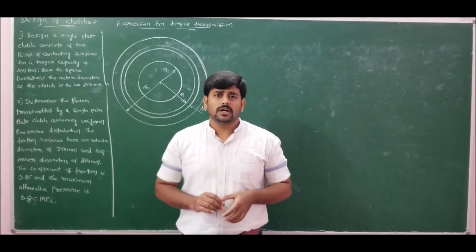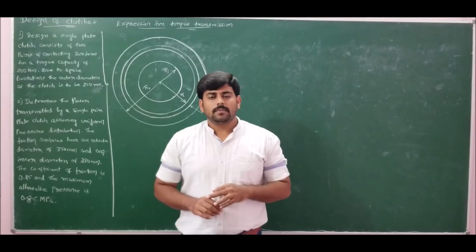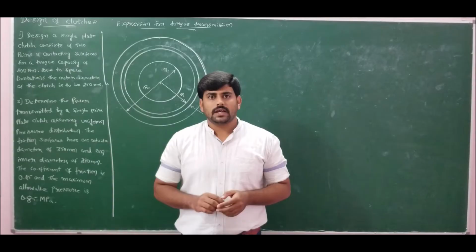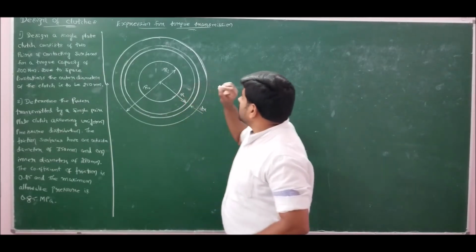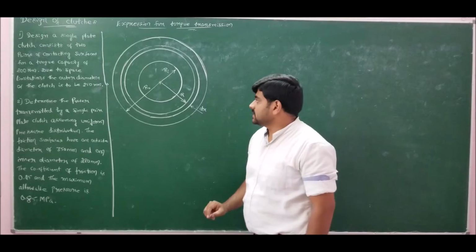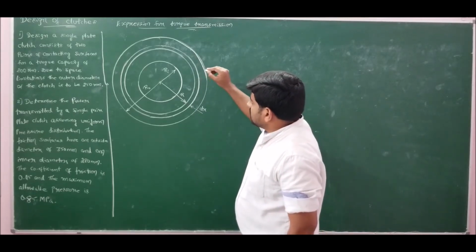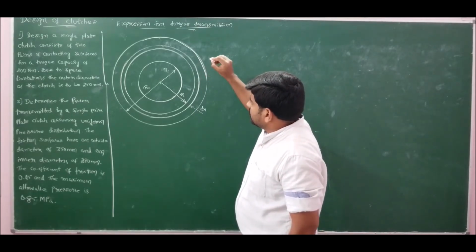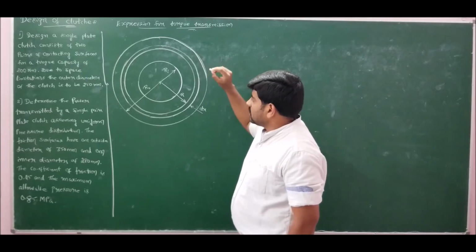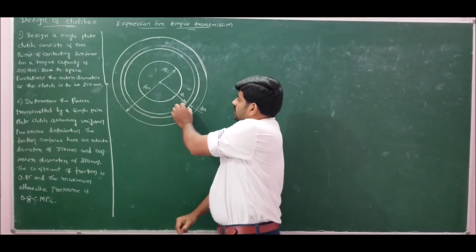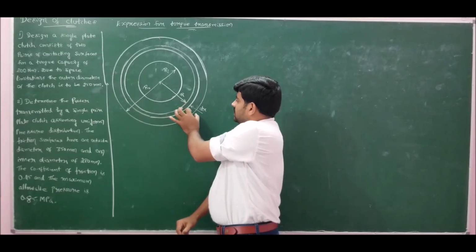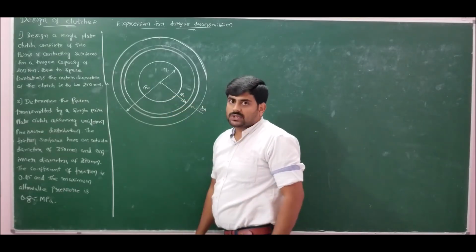Before getting to solve numerical problems on single plate and multi plate clutches, first let us derive an expression for torque transmitted by frictional clutch. For deriving the expression for torque transmitted by frictional clutch, let us consider the clutch with radii Ri and Ro as shown in the figure, and let me consider an elemental ring of thickness dr at a distance of r as shown in the figure.